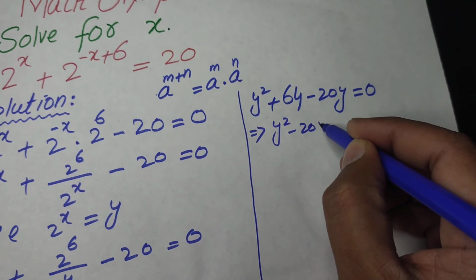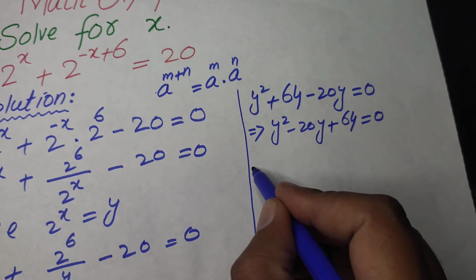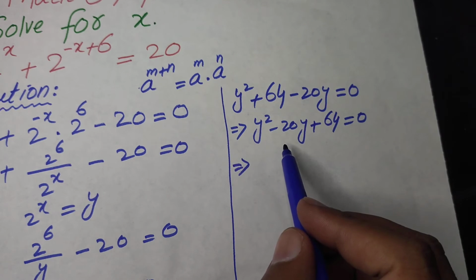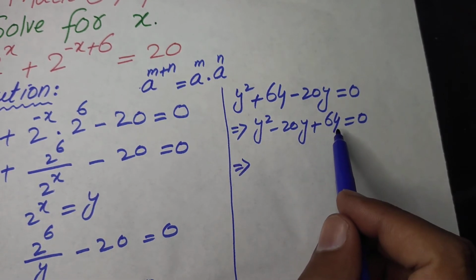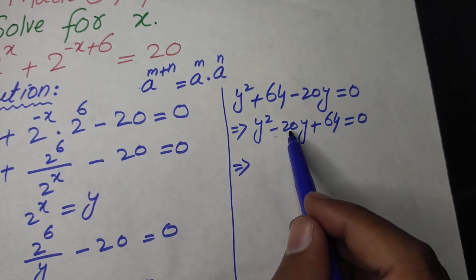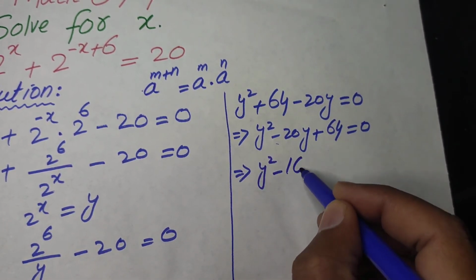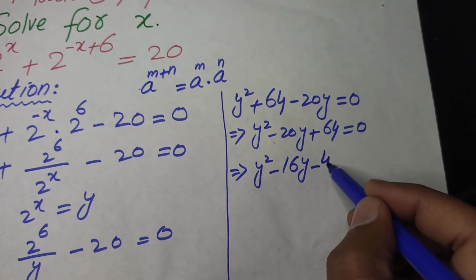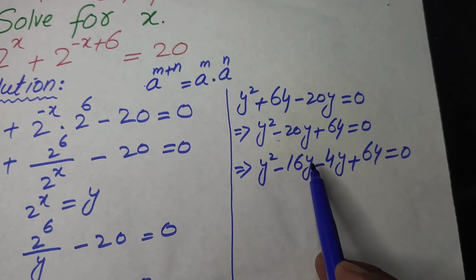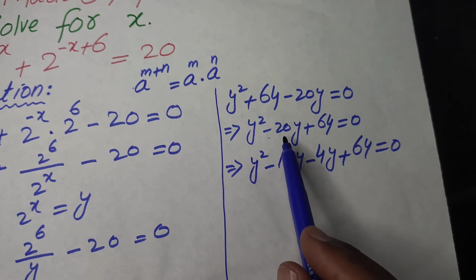So we factorize this expression, and first we find the factors of this equation. We find two numbers which multiplied by each other give 64, and when we add them we obtain minus 20. So these numbers are minus 16y and minus 4y plus 64 is equal to 0, because when we multiply minus 16 by minus 4, we will obtain plus 64, and when we add these numbers, we obtain minus 20.